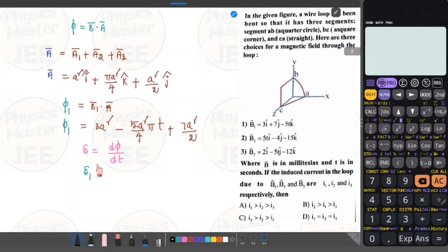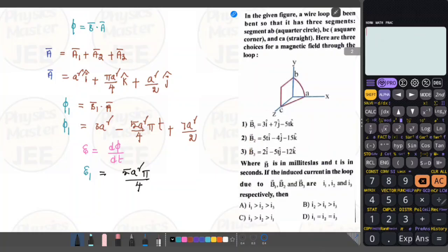Epsilon 1 will be equal to dφ/dt. So if I differentiate it, I will get 5a² π/4. So this will be equal to 5a²π/4. This is my epsilon 1, right? In the same way, what about epsilon 2 and epsilon 3?